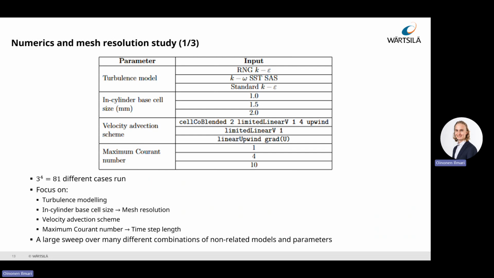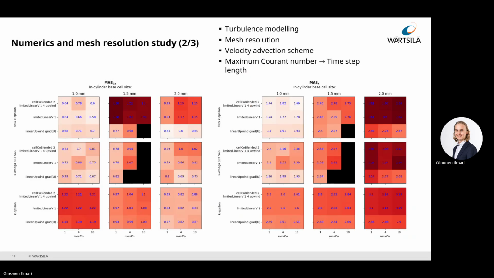It's essentially equal to how many cells a fluid element passes during a single time step. Here we have figures of the MAE matrices, calculated for average axial velocity on the left and turbulent kinetic energy on the right for each case of the study. The blacked out cells are cases that crashed. Darker color and larger number correspond to worst agreement and vice versa.